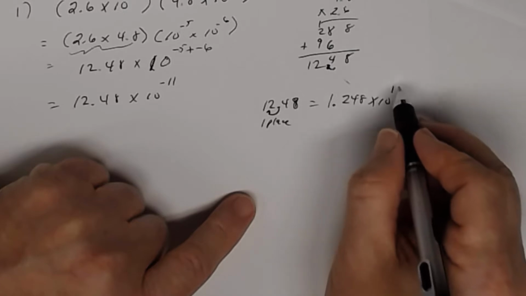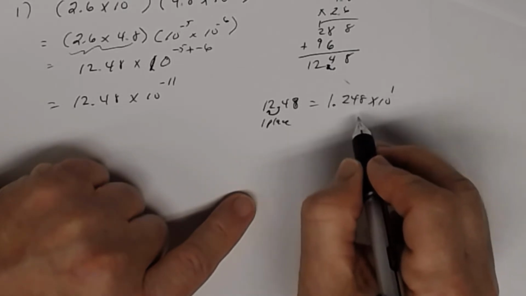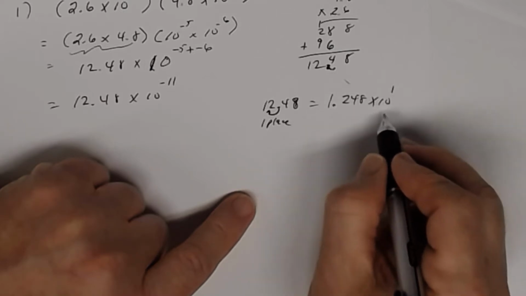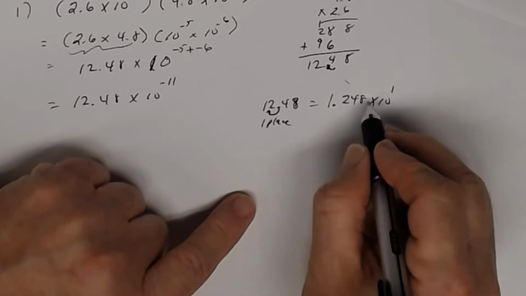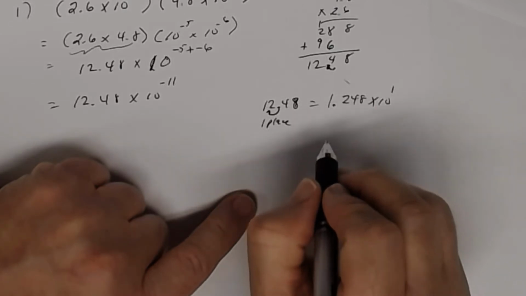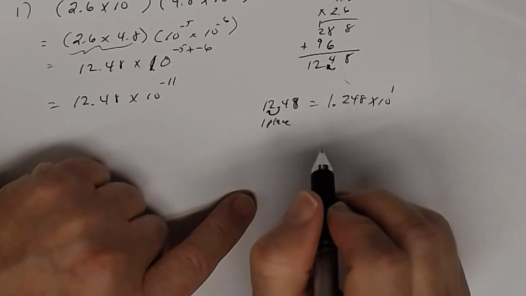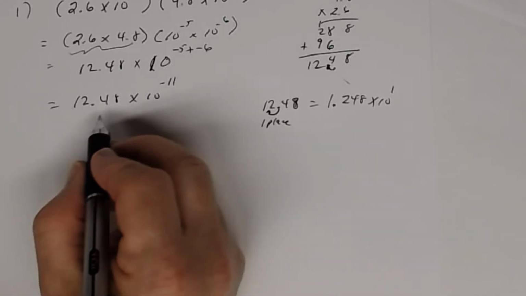If it's a positive 1, what that means is that the scientific notation I just wrote has to be greater than 1.248, and it is. 12.48 is greater than 1.248, so the positive 1 is correct. So then this becomes this now.